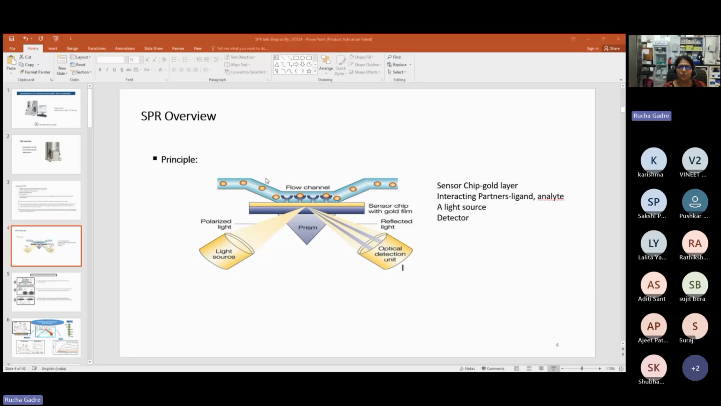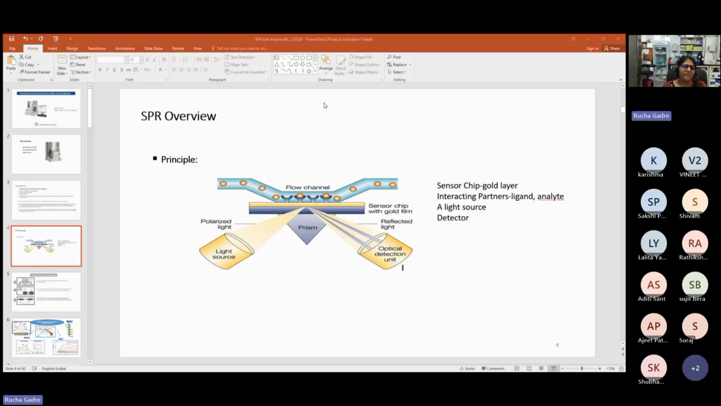Now I'll just show you pictorially the machine which we have here, that is the Biacore T200. The chip is inserted here, buffers are kept in this bottle, and this is the sample compartment. This is the Biacore T200. We have it here in IIT Bombay.